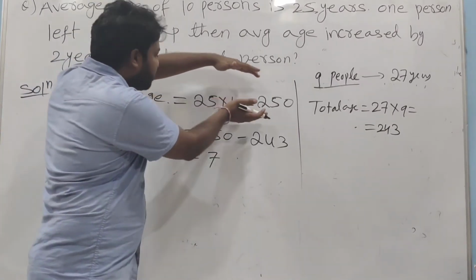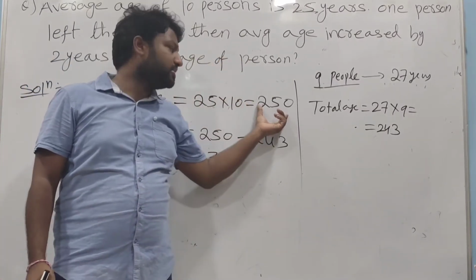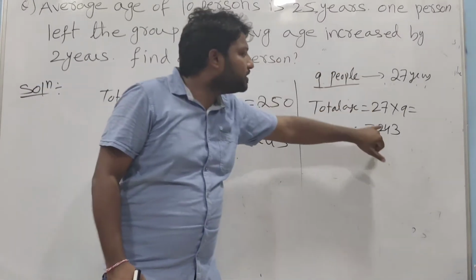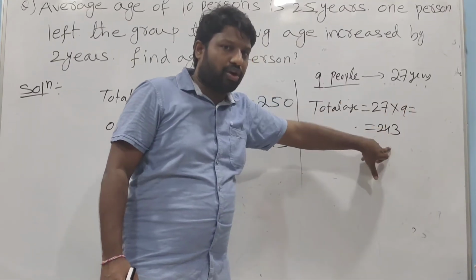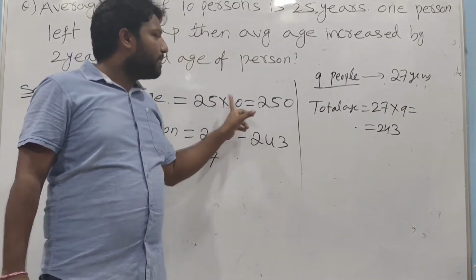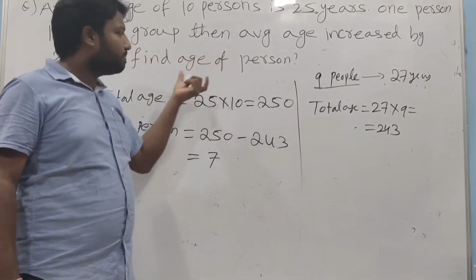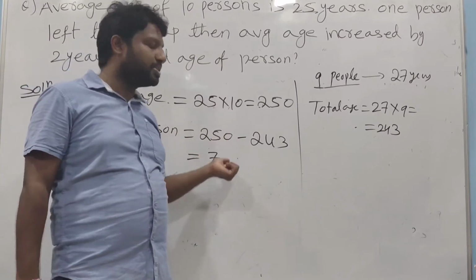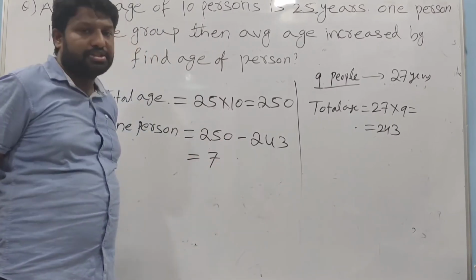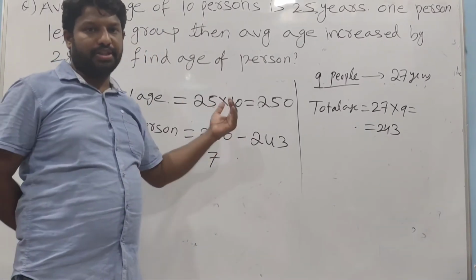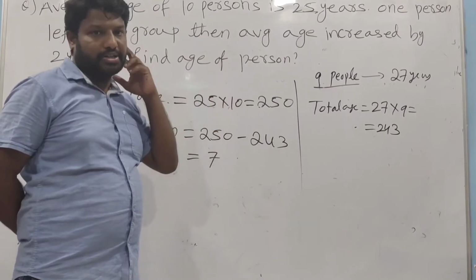Okay. Initially the 10 people's total sum of age is 250. Now 9 people are there, the total age sum is 243. If you subtract this total, then you will get the age of the person who left the group. That is 250 minus 243, that is nothing but 7. So this is a basic method. I will do this problem in another method also.